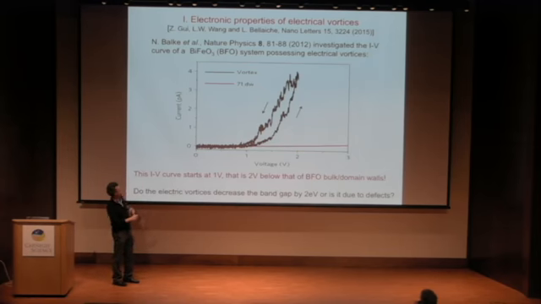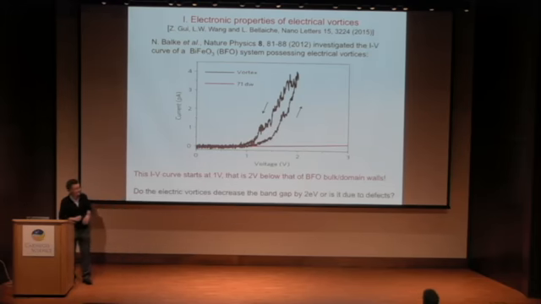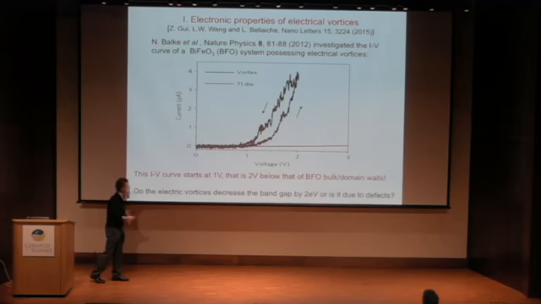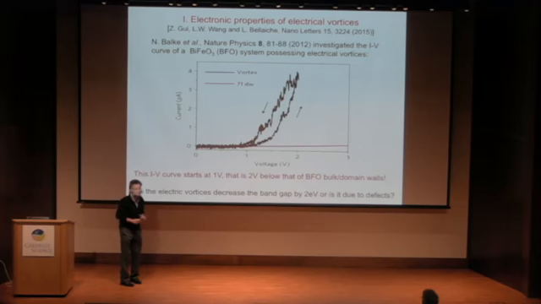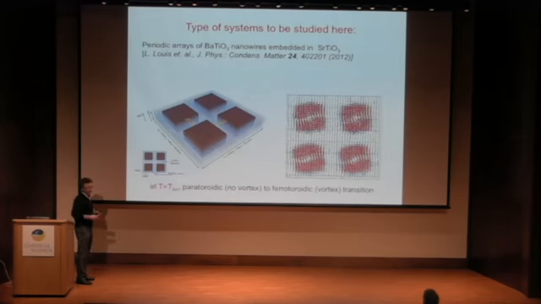So when you first see this picture, you have the feeling that somehow when the electrical vortices form, the band gap has decreased from 3 electron volts to 1 electron volt. Incredibly dramatic effect. Perhaps there is another explanation for this huge decrease, that perhaps it's not an intrinsic effect, it's governed by defects. So this is what we wanted to tackle, to have an idea: what do these electrical vortices do to the electronic band gap?